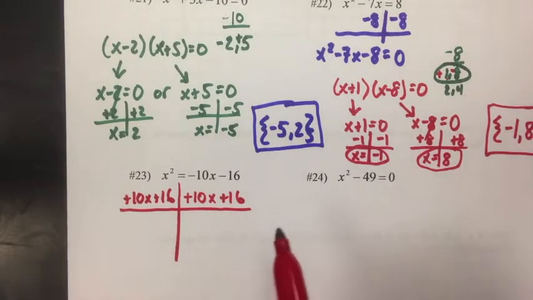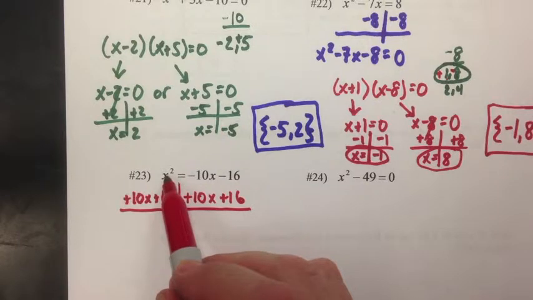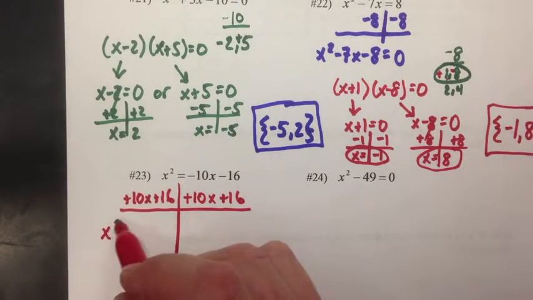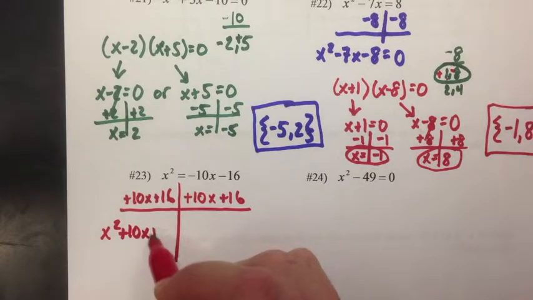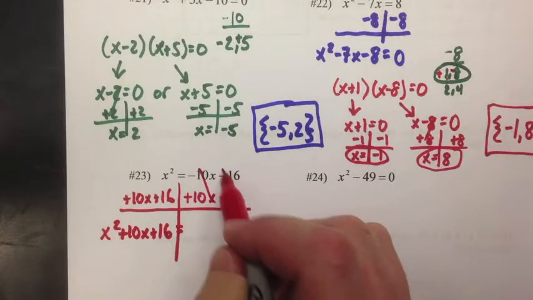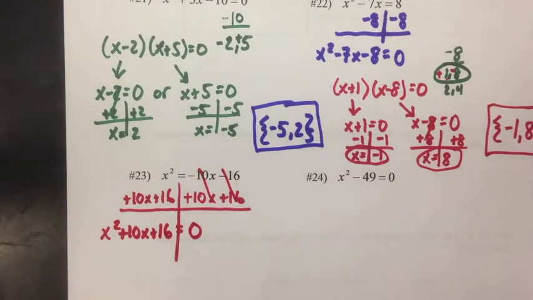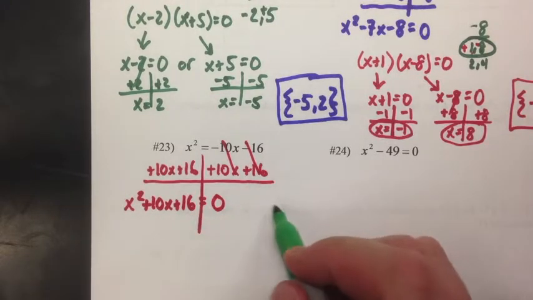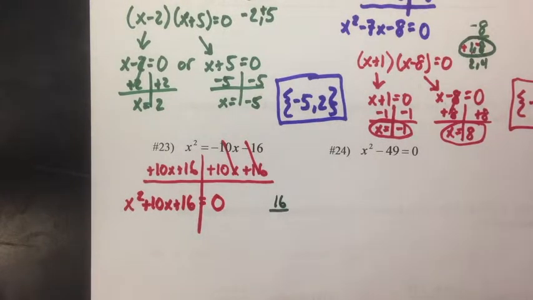Now look at what happens here. I cannot combine x squared with any of these. So I'm just going to write x squared plus 10x plus 16 equals 0, so I put a 0 there. Now I can factor. I'm going to factor the number 16. Can you think of two numbers that multiply to 16 and add up to 10?